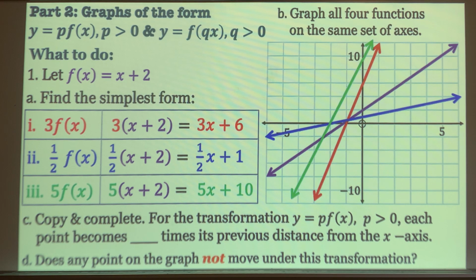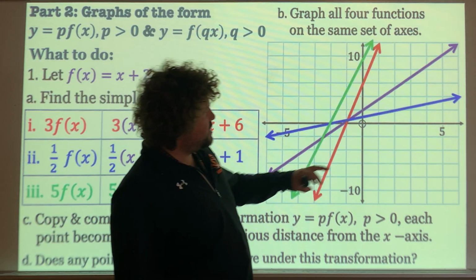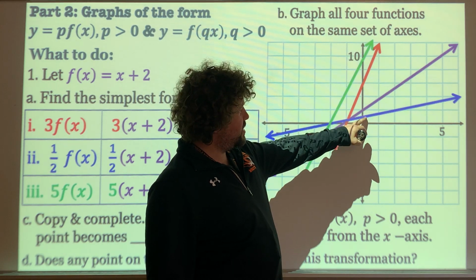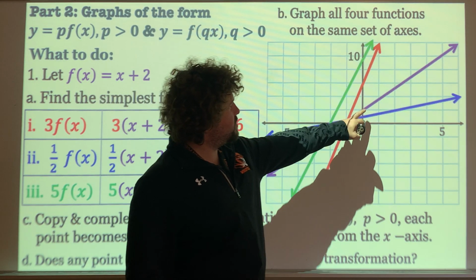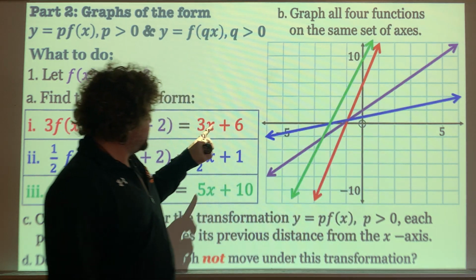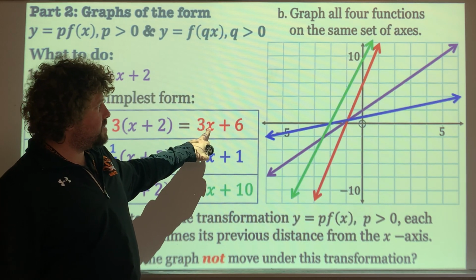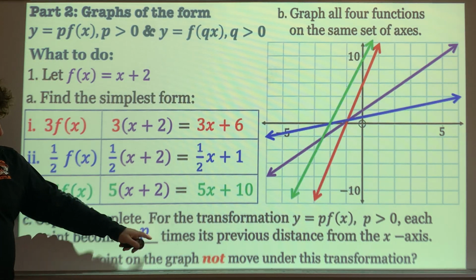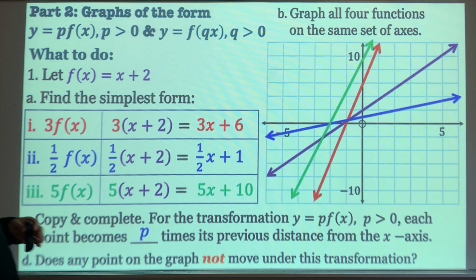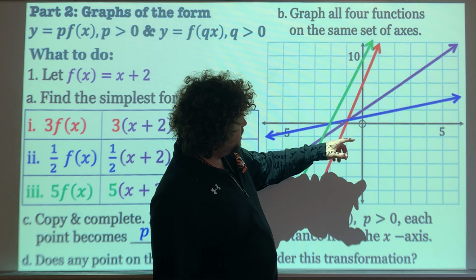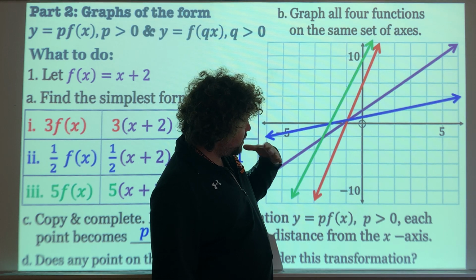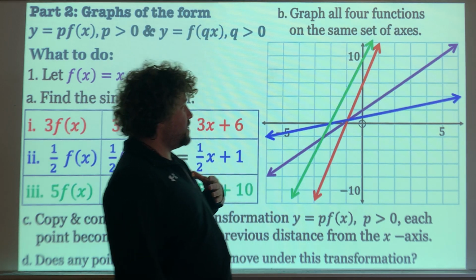For the transformation, each point becomes blank times the previous distance from the x-axis. All right, so look, this is the x-axis. If this one's 1 from there, this one is 1/2. If this one is 1 from here, this one is 3. If this one's 2, this one's 10. So it becomes p times the distance. So what you're pretty much doing is taking every point, and every point is pretty much p times the distance from the x-axis.